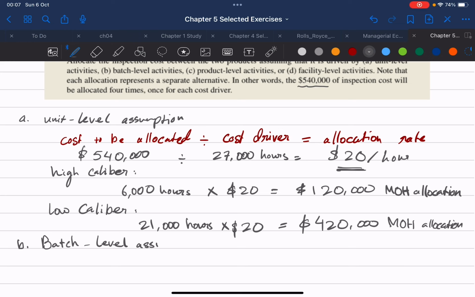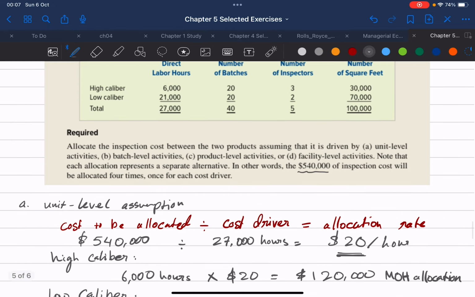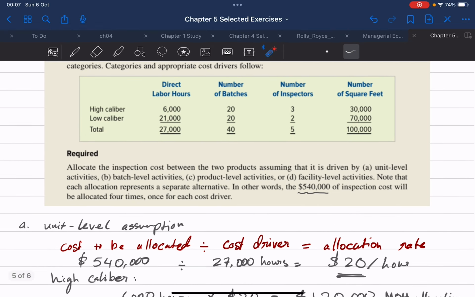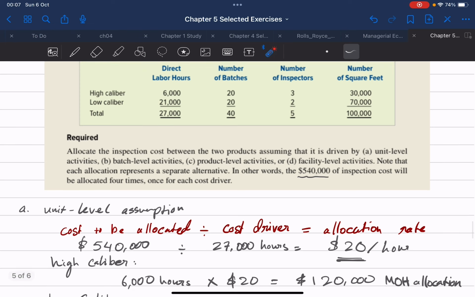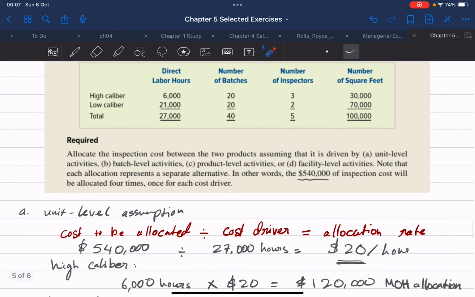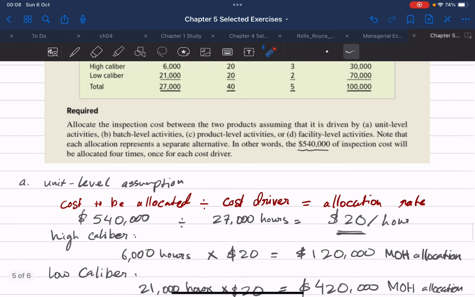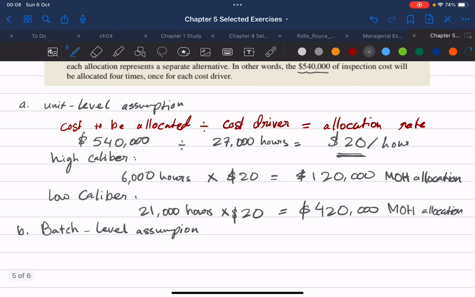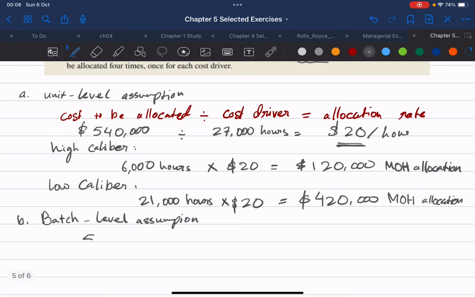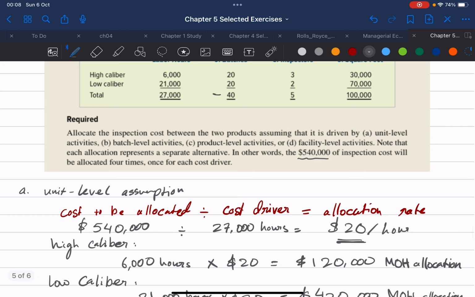So if the company assumes batch levels, that means we're going to use this column as a cost driver. We're going to do the same thing that we've done previously in part A, but this time instead of dividing by the total labor hours, we're going to divide by the total number of batches, right? So here we're going to say $540,000 divided by the total number of batches, which is 40.